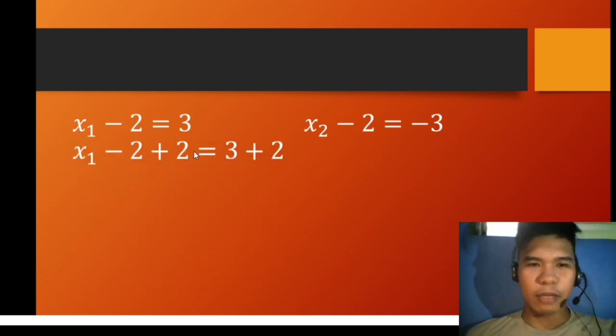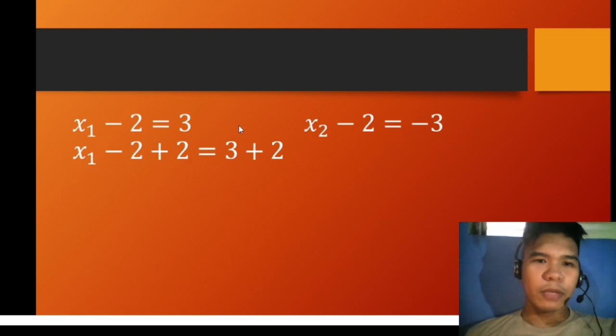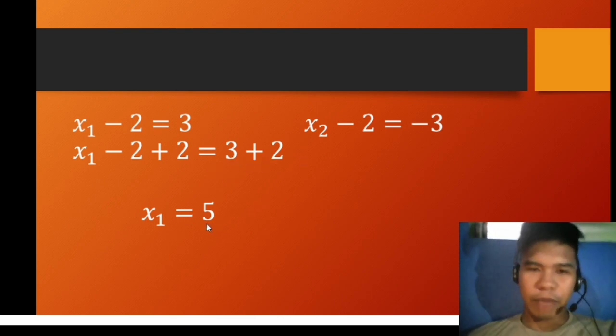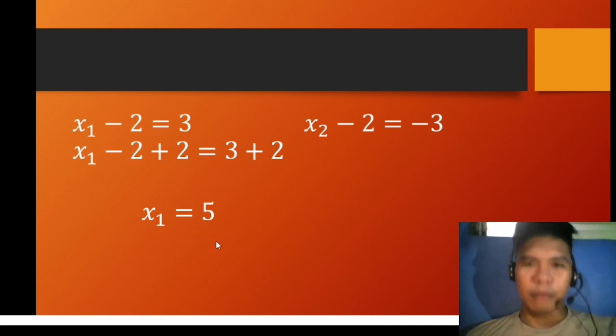Since again, this is an equality, if we add 2 here, we add 2 to the other side. That's why it became x sub 1 minus 2 plus 2 equal to 3 plus 2. So negative 2 and positive 2 here will now become 0. So that will become x sub 1 equal to 3 plus 2, which is 5. So the first value of x is positive 5. So let us solve for the second value of x.